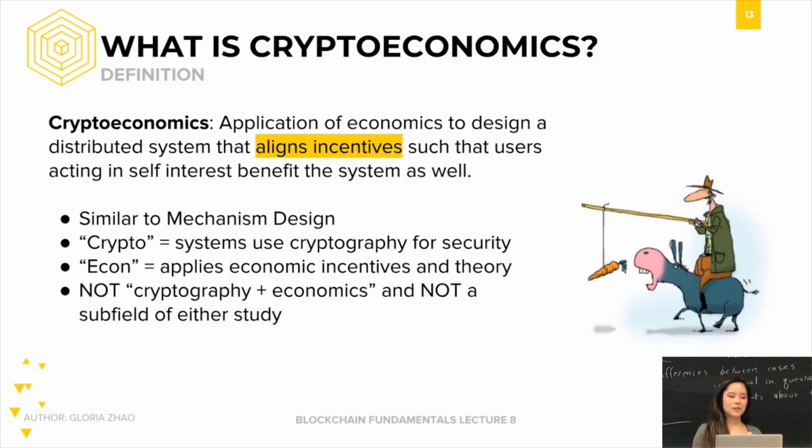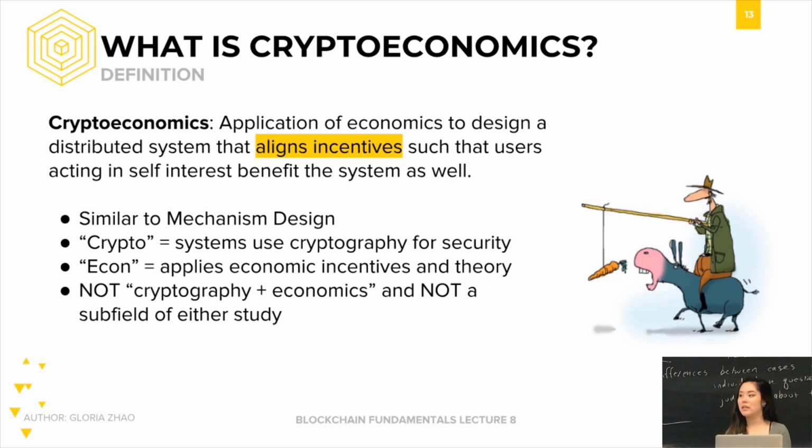No? Okay. So the way I define cryptoeconomics and the way I want you to understand it is it's an application of economics to design distributed systems that aligns incentives. That's the biggest part, is aligning incentives, so that users acting in self-interest benefit the system as well. And so the crypto part comes from the fact that we are using cryptography for security and enforcing the rules of this game that we're designing. And we use econ, using economic incentives, to design the rules in such a way to get our desired outcome.